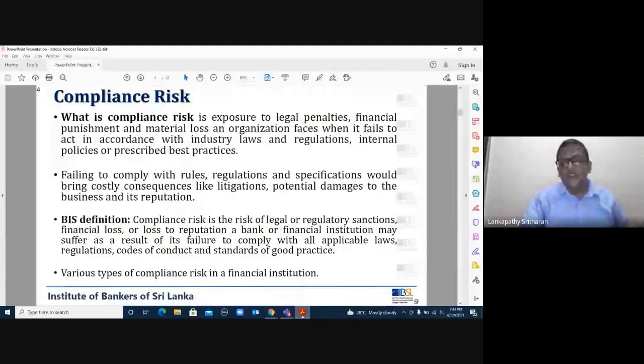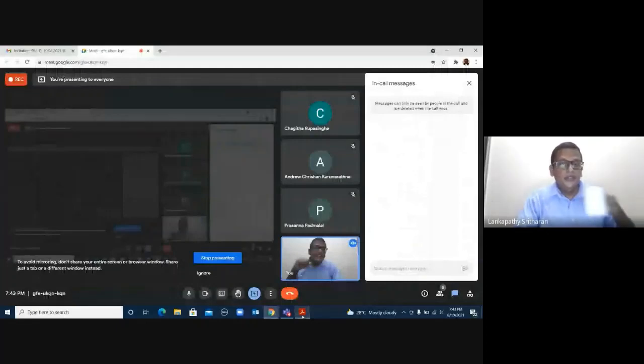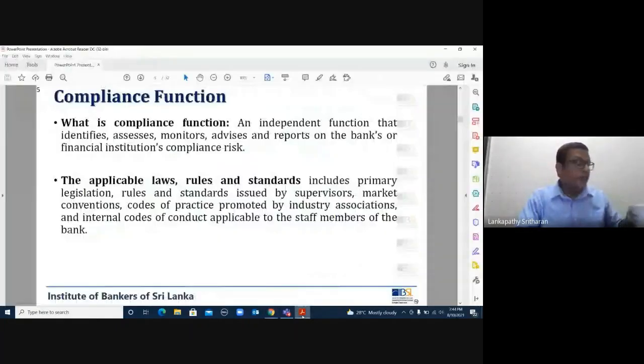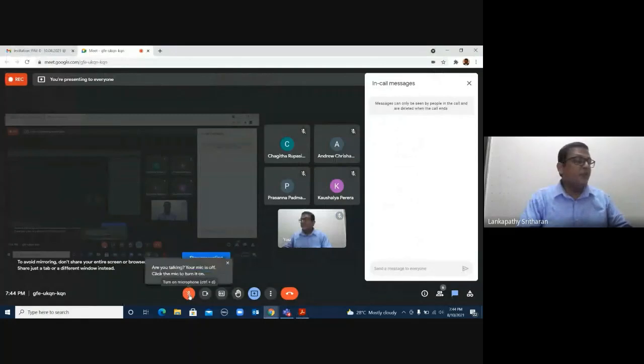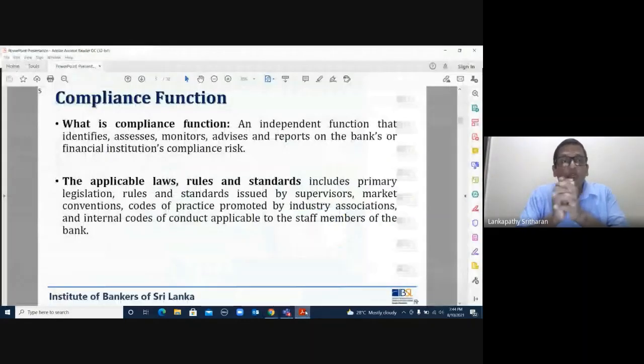Having the background about compliance risk, now we can move to the compliance function. Before moving to that, if you have any questions on compliance risk, I can answer them, otherwise I can move to the compliance function. Do you have any questions about compliance risk? Okay, if you don't have questions, then I will move to the compliance function.